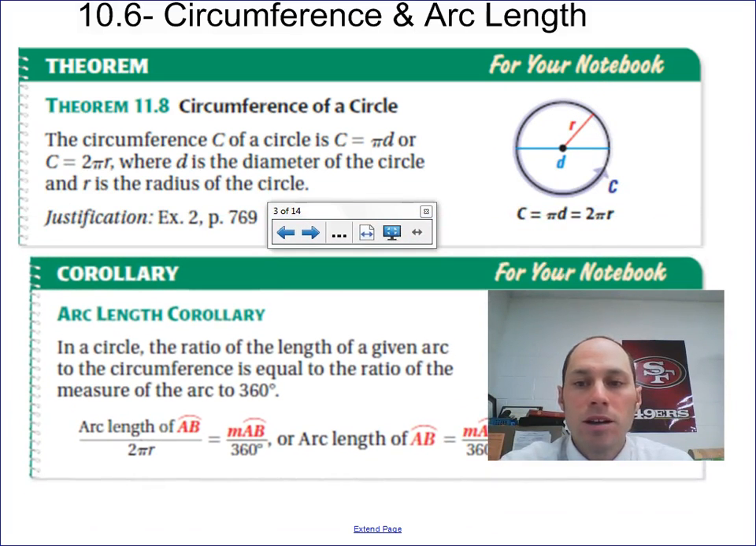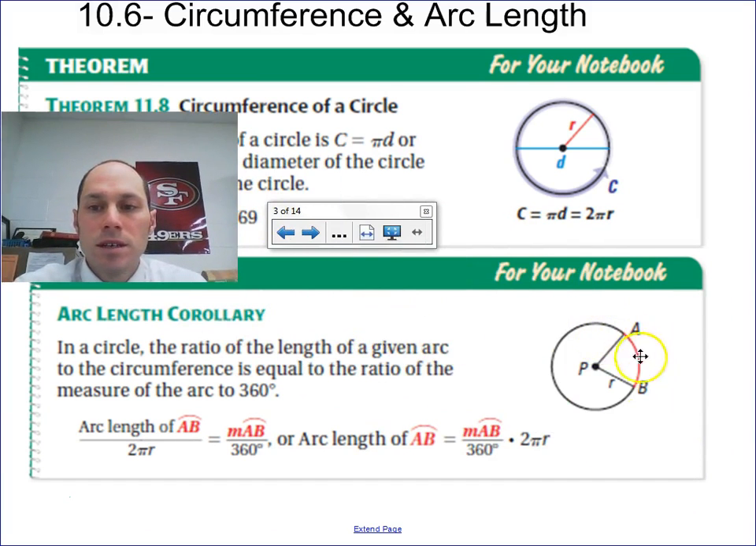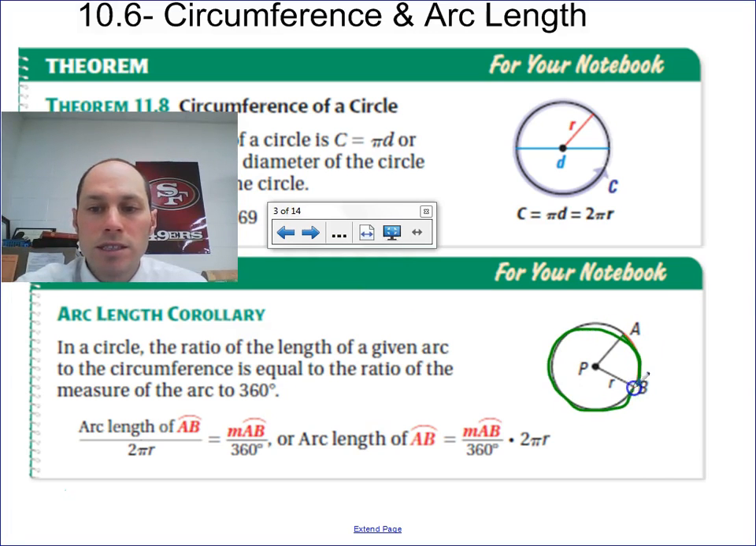And then as we talk about arc length in a circle, arc length is just a portion of the circle. So you can kind of get an idea of that. And we've got a proportion here. The arc length compares to the full circumference, which is 2 pi r, the same as the ratio of the arc measure, so the degrees, to a full measure of 360 degrees.